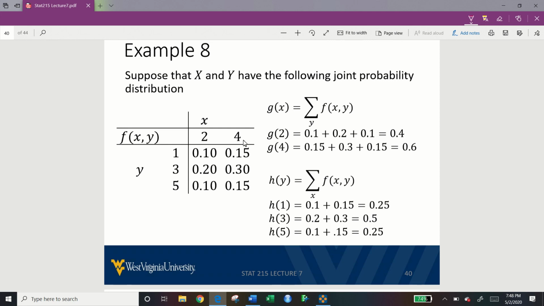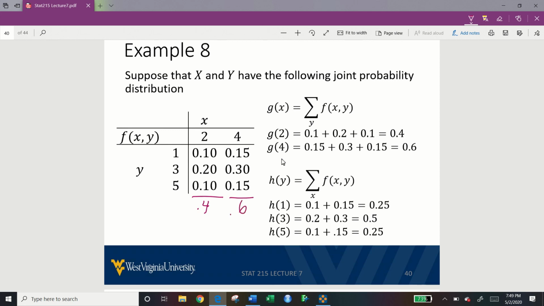So, first, if we are asked to find g of x, equal, again, to the summation over y of f of x comma y, then we can see that g of 2 equals 0.1 plus 0.2 plus 0.1, which equals 0.4. And g of 4 equals 0.15 plus 0.3 plus 0.15, which equals 0.6.